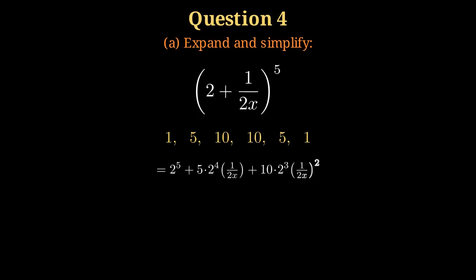Writing every term in turn: 2^5 + 5 × 2^4 × (1/(2x)) + 10 × 2^3 × (1/(2x))^2 + 10 × 2^2 × (1/(2x))^3 + 5 × 2 × (1/(2x))^4 + (1/(2x))^5.